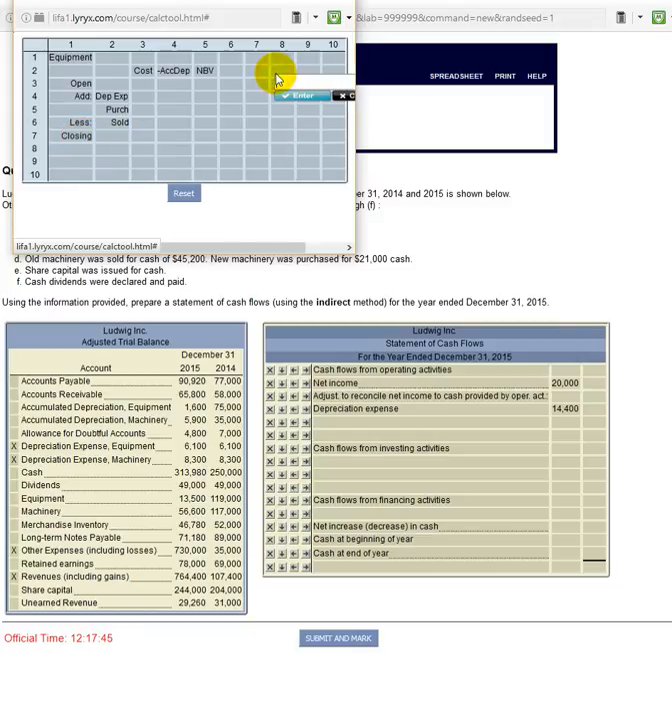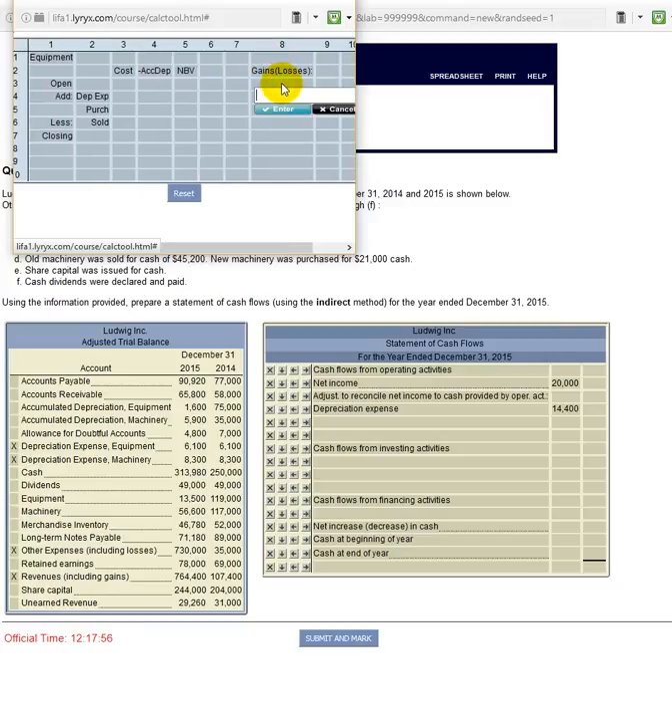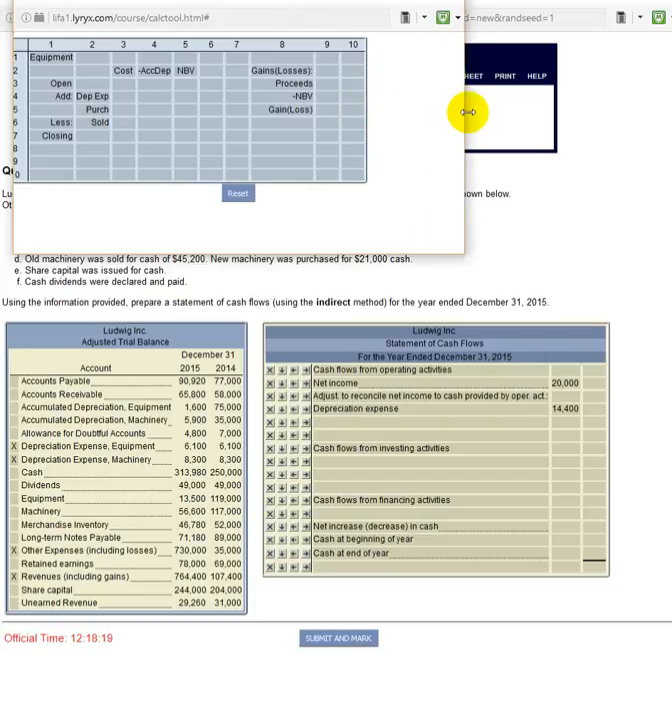And then over here we need to calculate gains or losses, so let's put that in here. And we do that as follows. We start with proceeds, and we subtract net book value, which we're going to get from the reconciliation over here. And that will give us, if it's a positive number, it's a gain. If it's a negative number, it's a loss. For some reason, we're kind of being squeezed here a little, so let's make that a little bigger so we can see the whole thing.